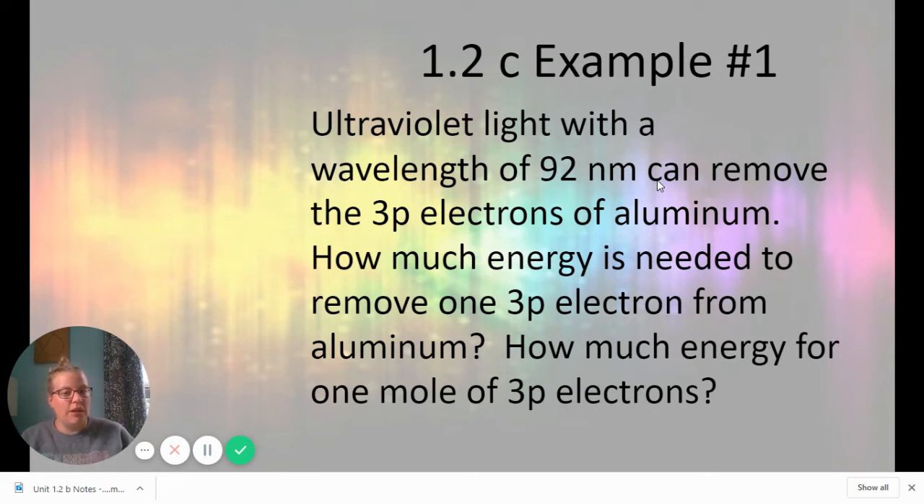And then here's the second part. How much energy for 1 mole of 3p electrons? When you look at the energy for 1, it doesn't seem like that much. But if you think about 1 individual electron, it's not that much. A mole of electrons is a different story.